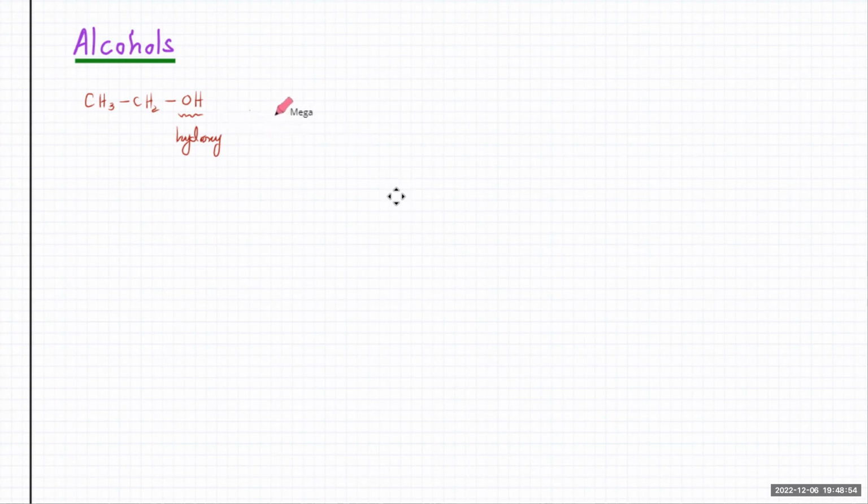Now, the first thing about this hydroxy group is that it's going to have high melting and boiling points. क्यों होंगे इसके high melting and boiling points? Sir, hydrogen bonding की वजह से. ठीक है, so it can form hydrogen bonds, and that's why it's going to be very soluble in water as well.